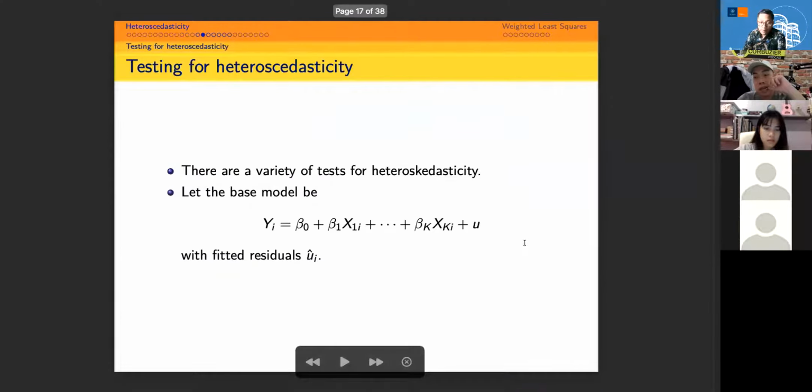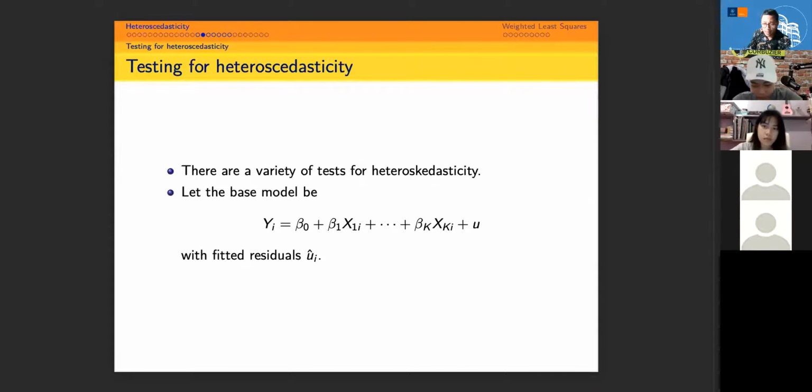Now let's talk about the general testing strategy to identify heteroskedasticity. There are basically a variety of tests for heteroskedasticity. We're going to focus on 3 of the tests that are available to detect heteroskedasticity. Then we're going to do the example in Stata.